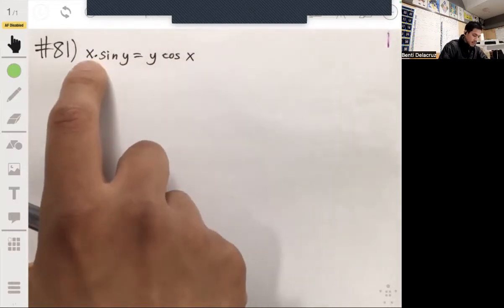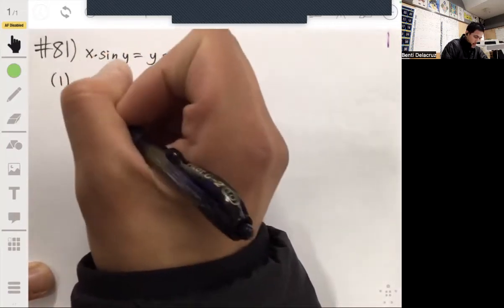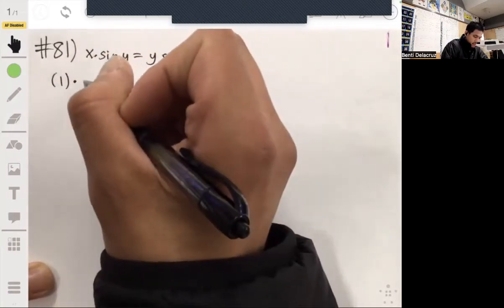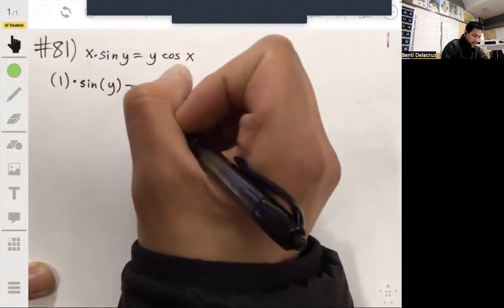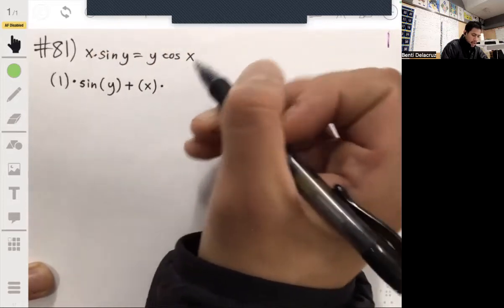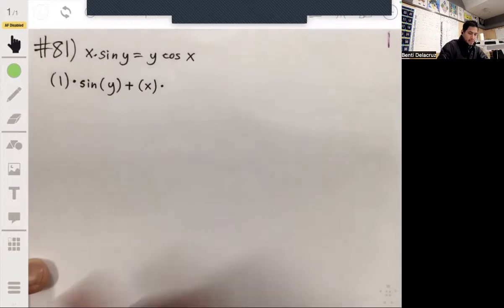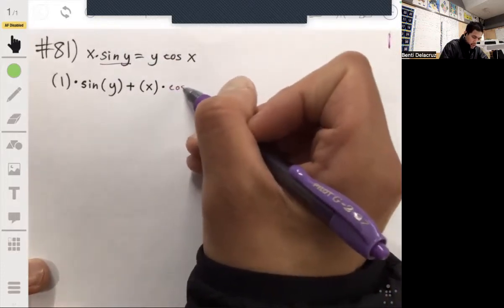So we take the derivative of x, which will just be 1, times sine of y, just leaving it as is. And to that, we're going to add x and then multiply by the derivative of sine of y. So remember, that's our second function, which will be the cosine of y.